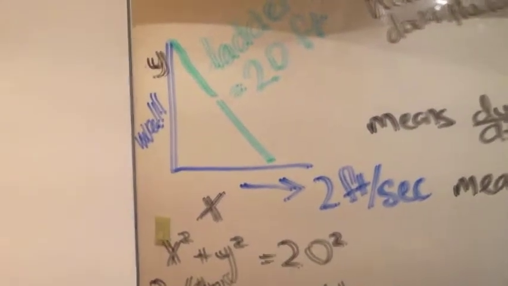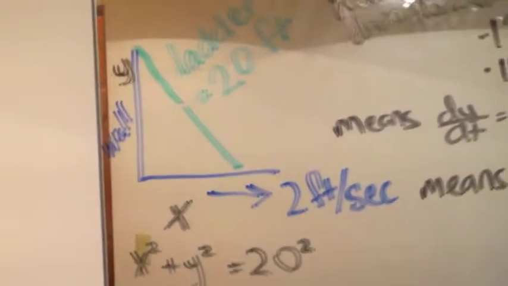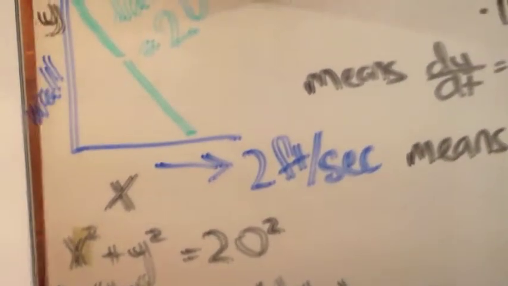So the problem is, how fast is the ladder moving down the wall at 12 feet away and 15 feet away? We know that the ladder is 20 feet, and that it's moving in the x direction at 2 feet per second. So this means that dx dt equals 2. We want to know what dy dt equals, because we want to know how fast it's moving down the wall, which is in the y direction.